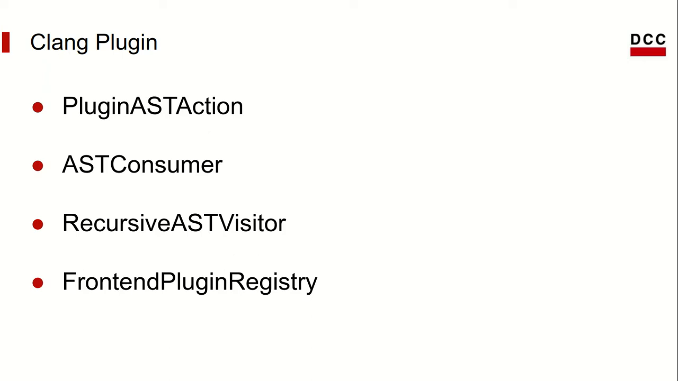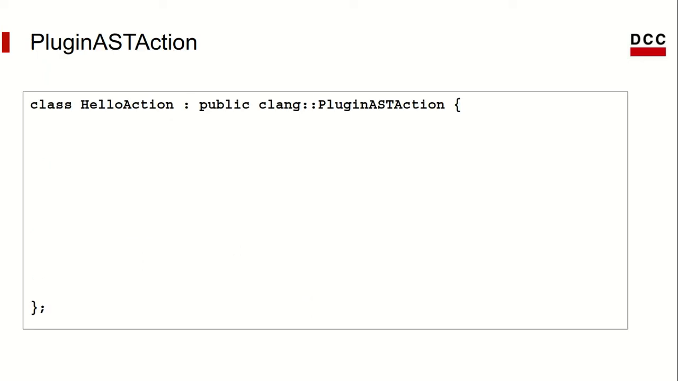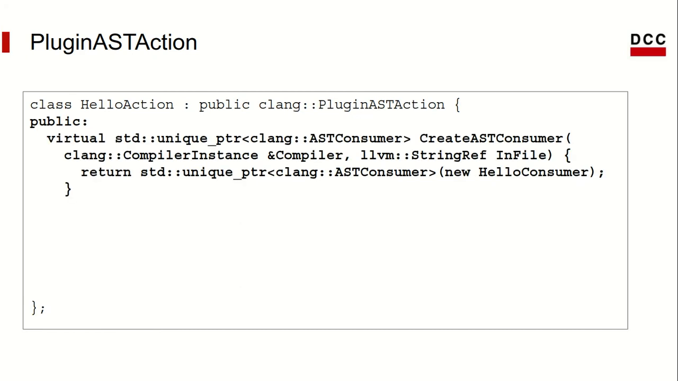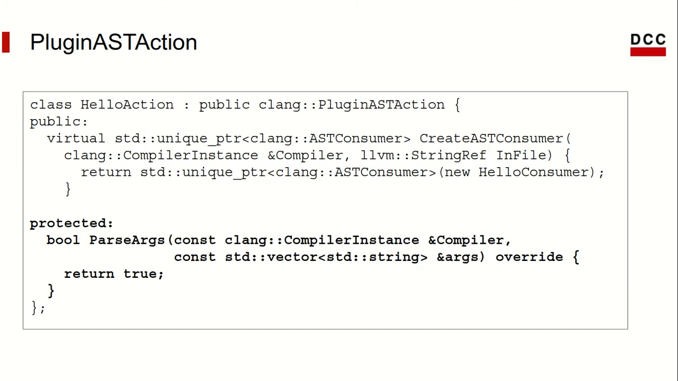The plugin we'll build today is very simple. We want to be able to print the AST for every function declaration in a program. First, we'll look into the PluginASTAction. Our plugin will be called Hello, so our action class will be called HelloAction. Its main purpose is to implement this method, CreateASTConsumer, which returns an instance of HelloConsumer, which we'll implement in a minute. But before that, we need to talk about ParseArgs.